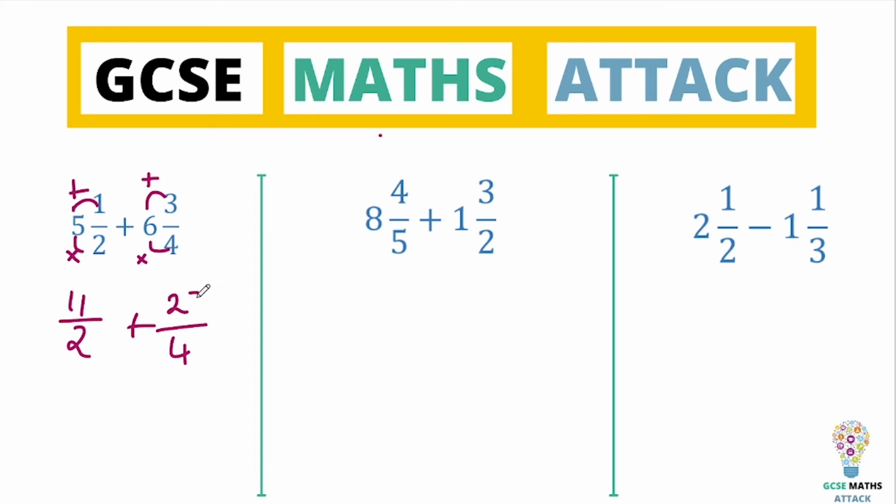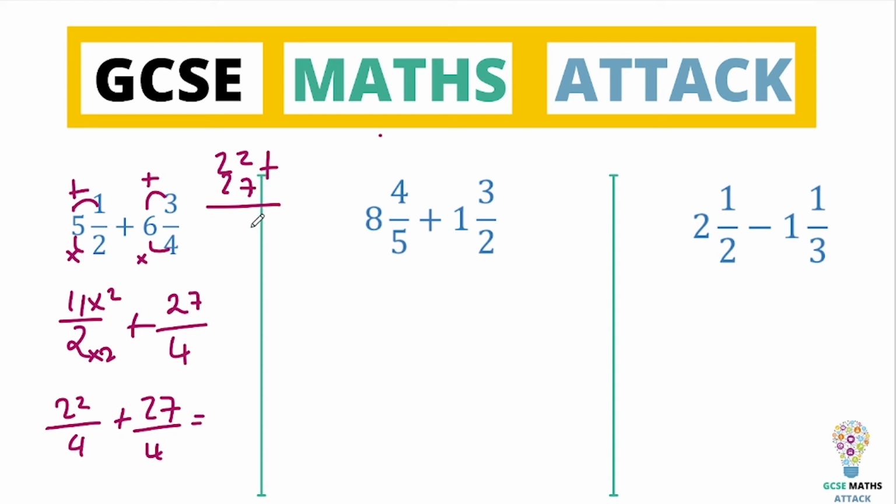Okay, so in order for me to add these, the denominators need to be the same. So I'm going to times this by 2, and I'm going to times this by 2, which gives me 22 over 4 plus 27 over 4. Now that the denominators are the same, I'm going to add them up. So 22 plus 27, so let's write that down, 22 plus 27, add them. 2 plus 7 is 9, 2 add 2 is 4, 49 over 4.